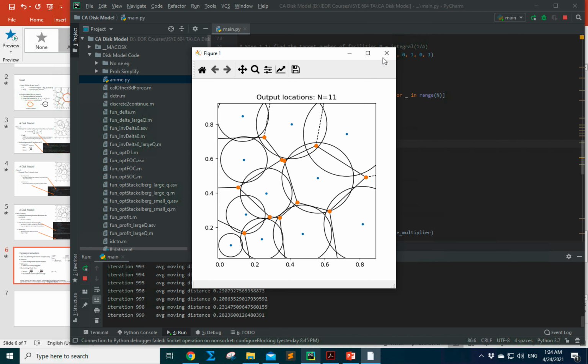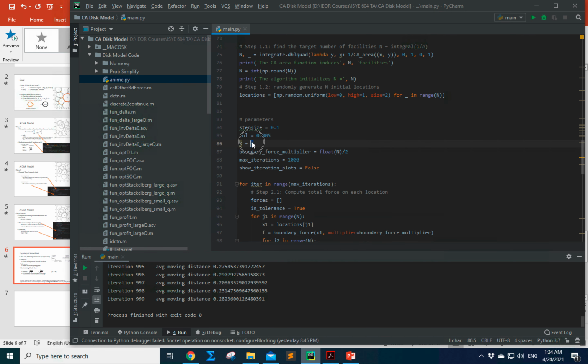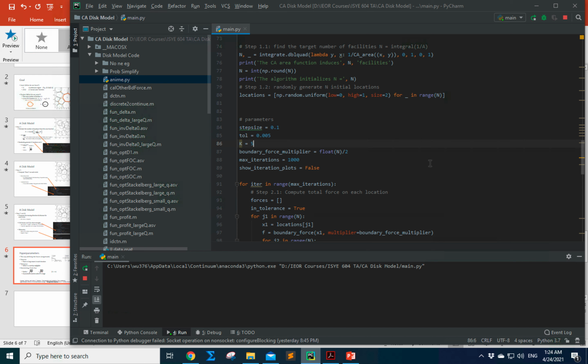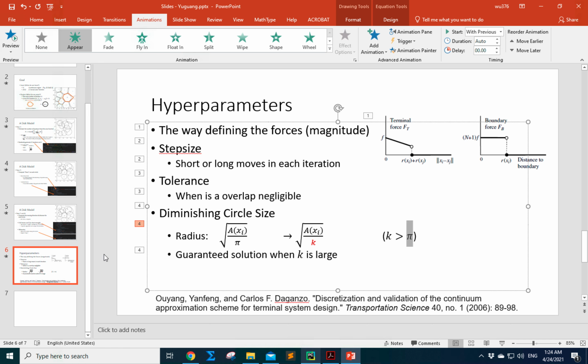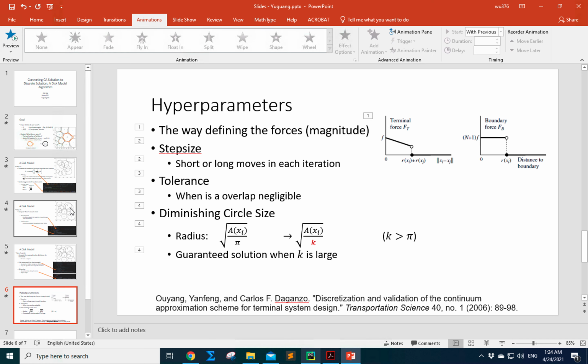It could be like this. If k is 4 and k is 5, you will get a solution that makes much more sense. And to sum up, this disk model algorithm converts my CA solution, which is a continuous function defined over my region. The function represents a service area function for each location. We convert that to a set of discrete locations. And this is our final solution for the facility location problems.